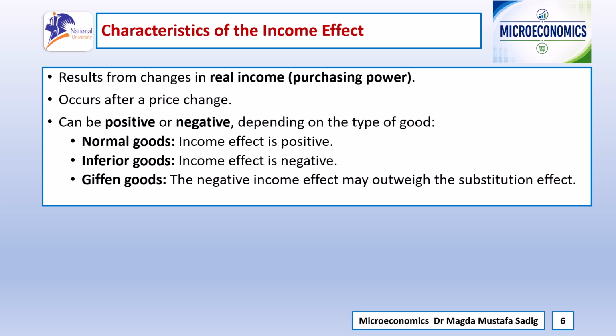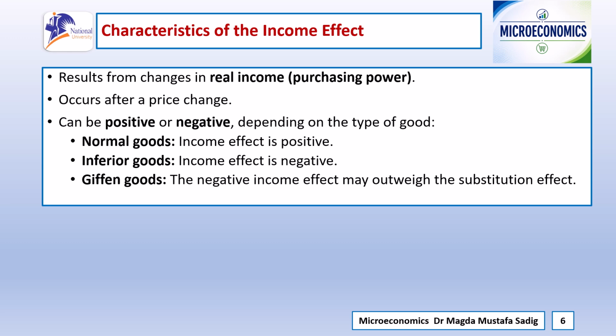What are the characteristics of the income effect? The income effect behaves differently depending on the type of good. Let us examine the three possibilities. First, normal goods. For normal goods, consumers buy more when their real income increases. Therefore, when the price falls, the income effect is positive. What are examples of normal goods? Examples include better quality food, clothing, electronics, and restaurant meals.